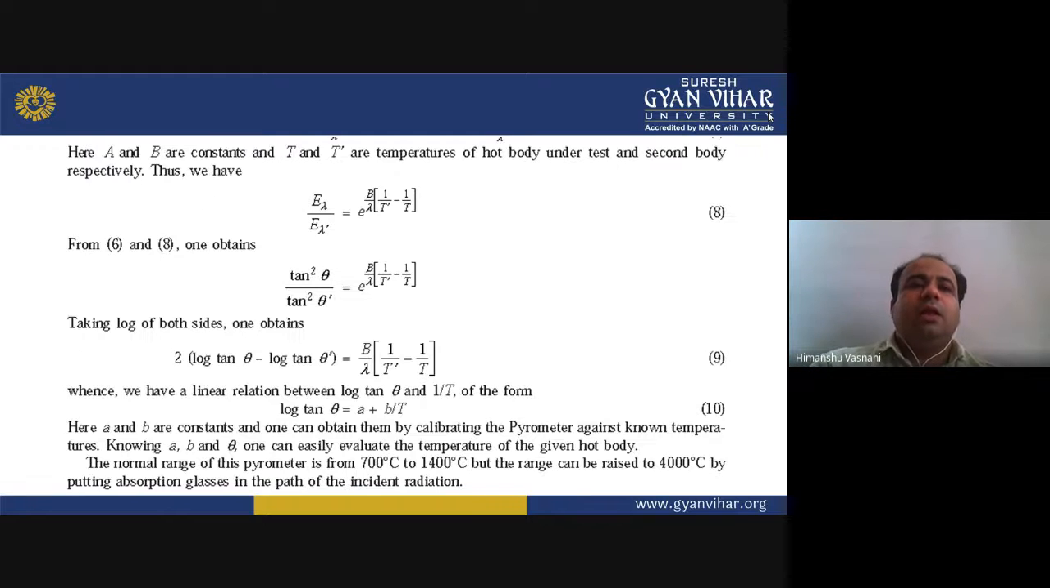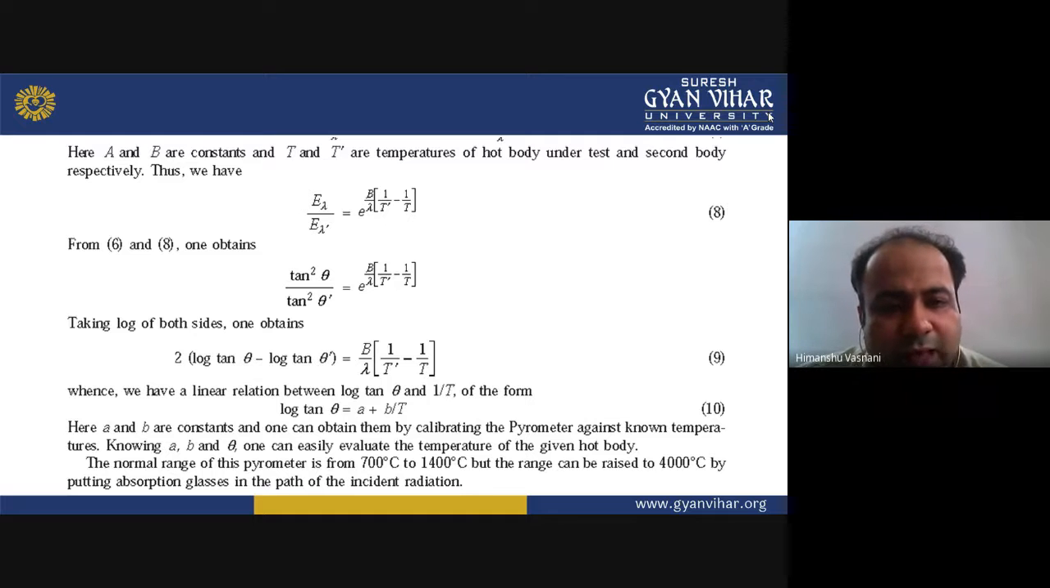Now here capital A and B are constants, and T and T dash are temperatures of the hot body under test and the second body respectively. So you can see with this formula you get a ratio of E lambda and E lambda dash, and similarly for theta, that is tan square theta upon tan square theta dash, you get this equation. So if you take log on both sides, you get equation number 9 that is written on the screen.